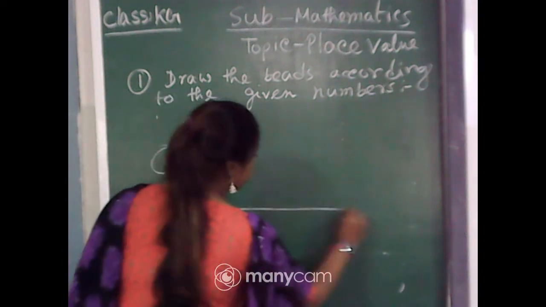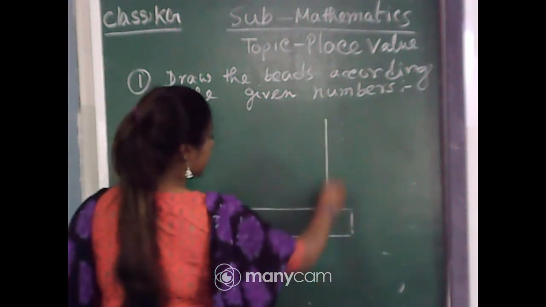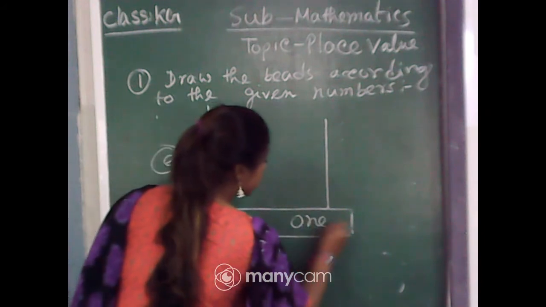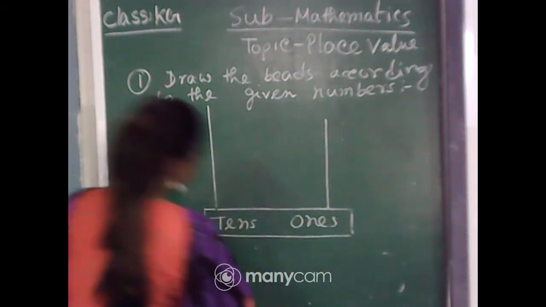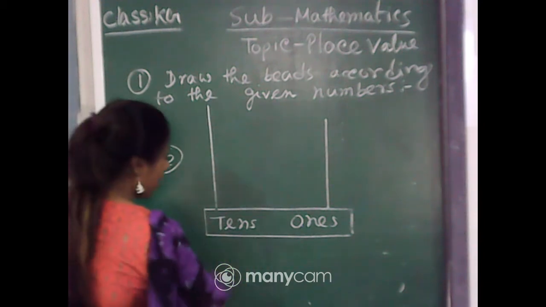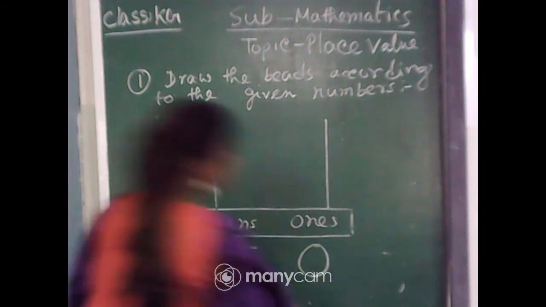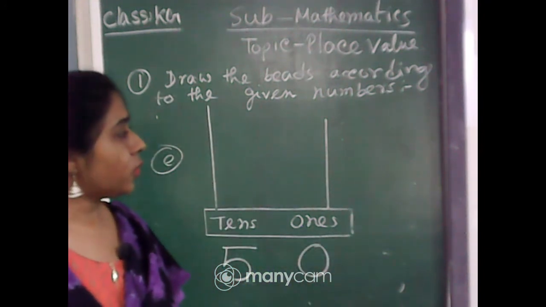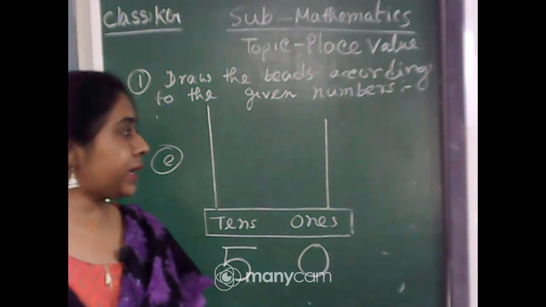Now go to the next one, that means E. And again first our work is drawing this abacus and ones and tens. Now our question's answer is 5, 0, that means 50. 5, 0, 50. What is the expanded form of 50?